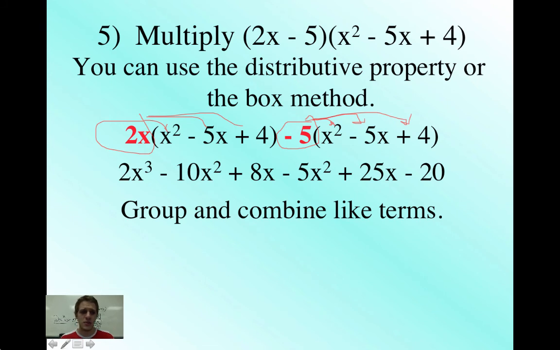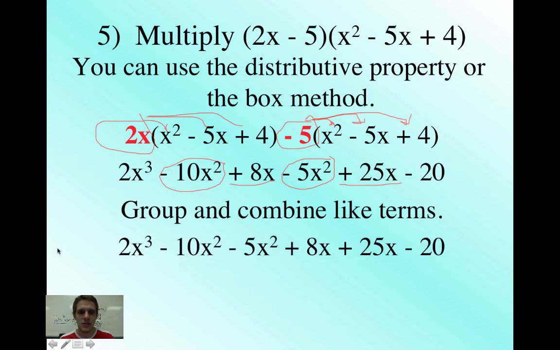Combine any of those like terms. So what I would do, I would circle like the x squareds. Those are like terms. I might just underline the ones that just have x's in there, just so I know which terms I want to combine. X cubed is by itself, and the constant at the end is also by itself. So once we combine those, you get your final answer, 2x cubed minus 15x squared plus 33x minus 20.